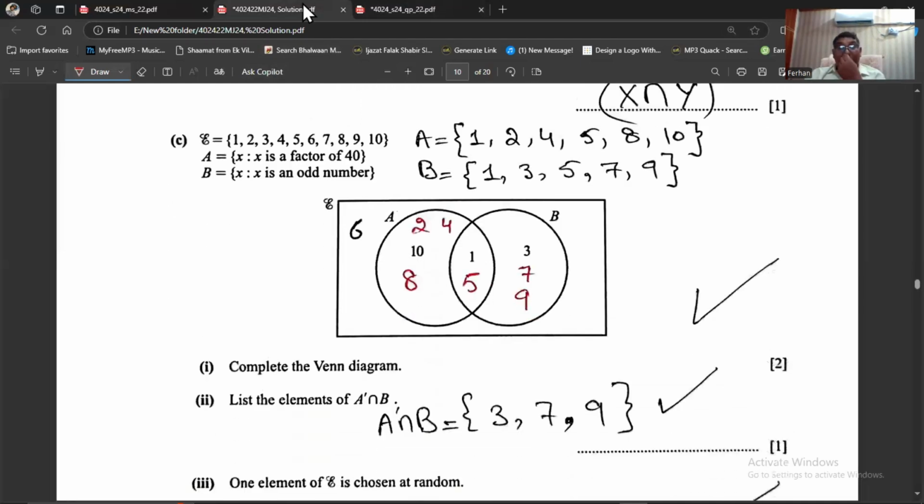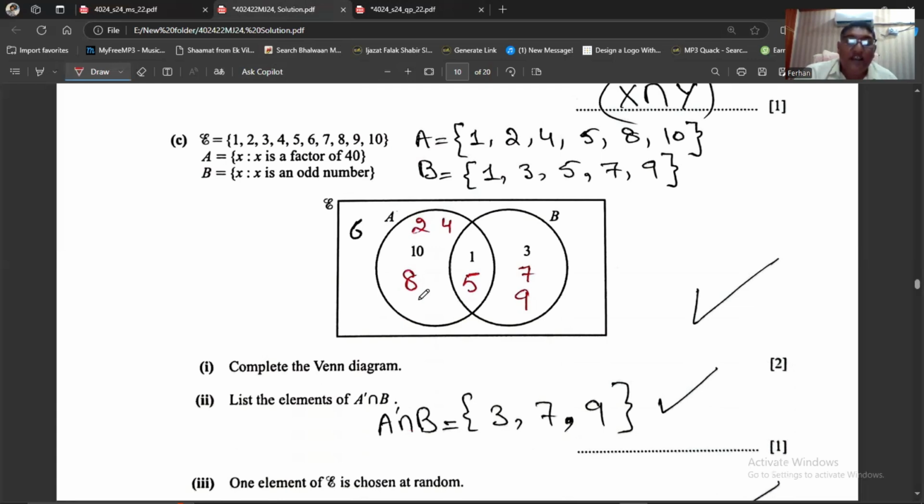So the set A will be 1, 2, 4, 5, 8, and 10. The set B will be 1, 3, 5, 7, and 9. In the overlapping portion, we will write those numbers which are common in both A and B. So they will be 1 and 5.